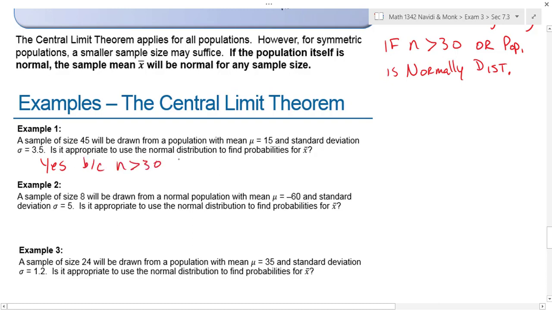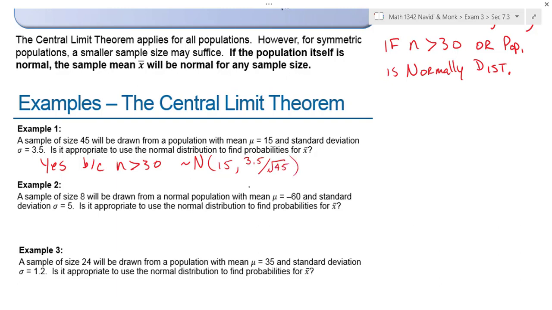As a matter of fact, what will be the distribution for x bar? It'll be normal, but what will the mean be? It's going to be the same as the population mean, 15. What will the standard deviation be? 3.5 divided by the square root of 45. This is what the Central Limit Theorem gives us.